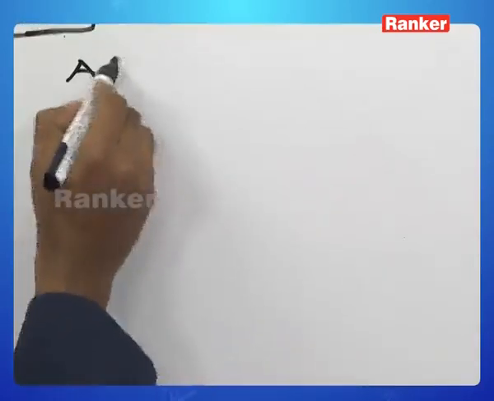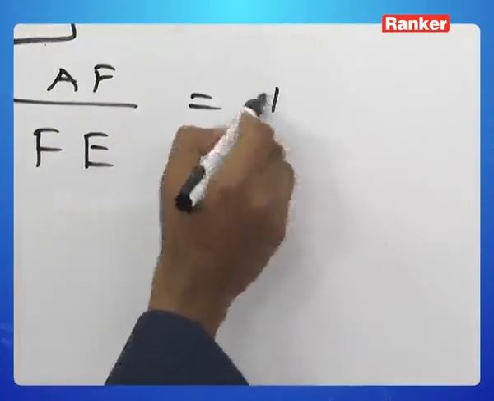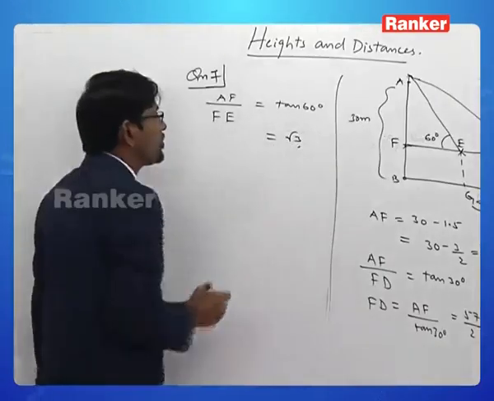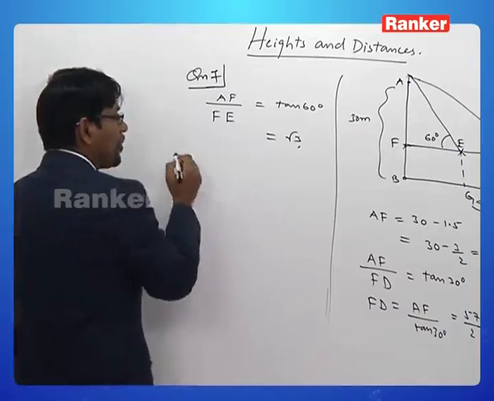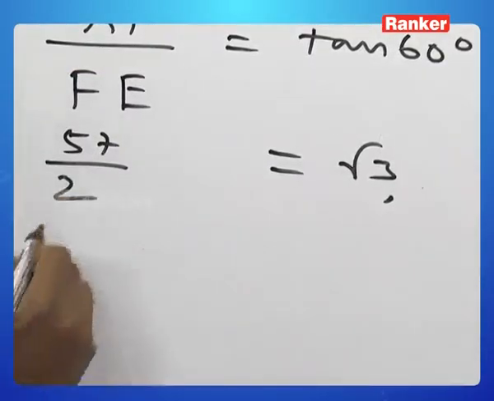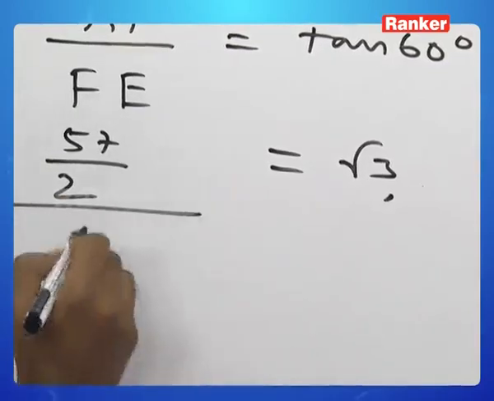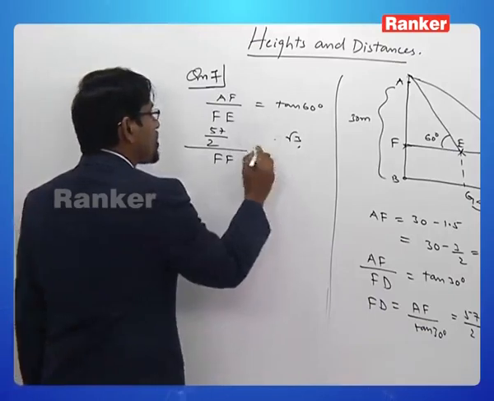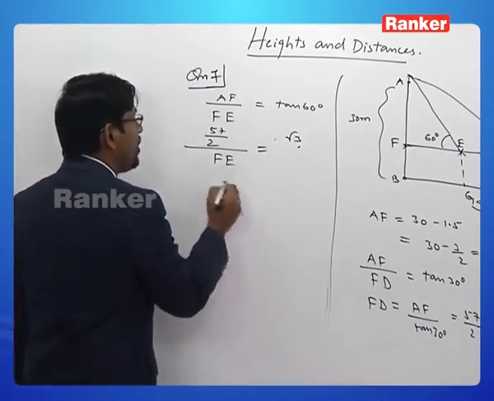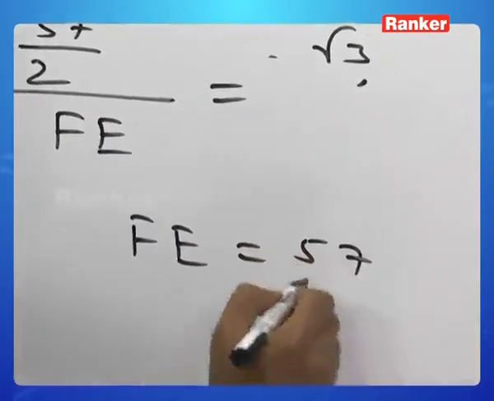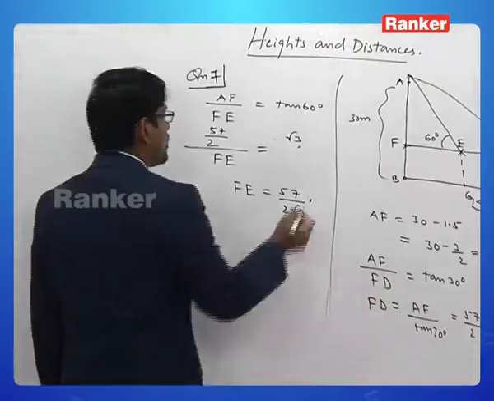Again, AF by FE is equal to tan 60. That's root 3. What is AF? 57 by 2. So 57 by 2 by FE is your root 3. That's root 3. So what is FE? 57 by 2 root 3 is our FE.